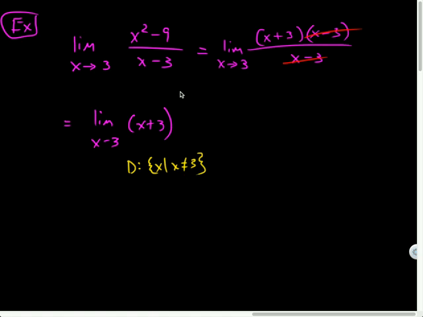So this is what the function is. It just doesn't exist at 3. Okay? However, it behaves like this line everywhere else. Why do you write the limit of x minus 3? That was supposed to be my approach.